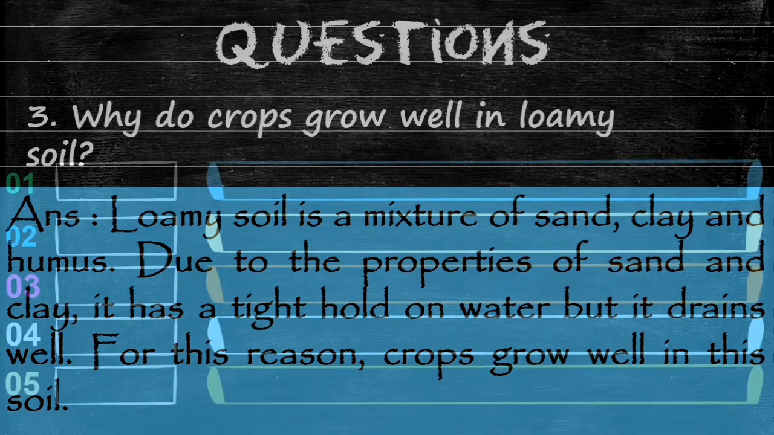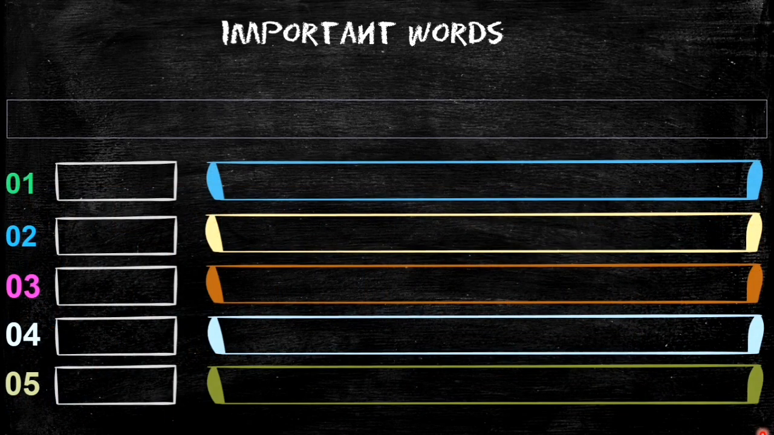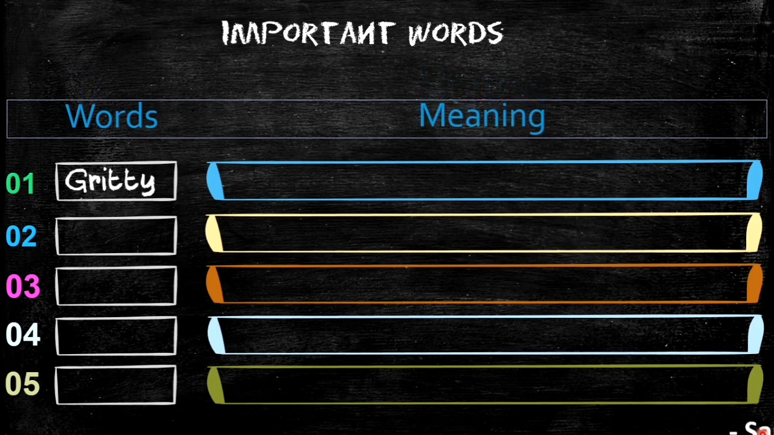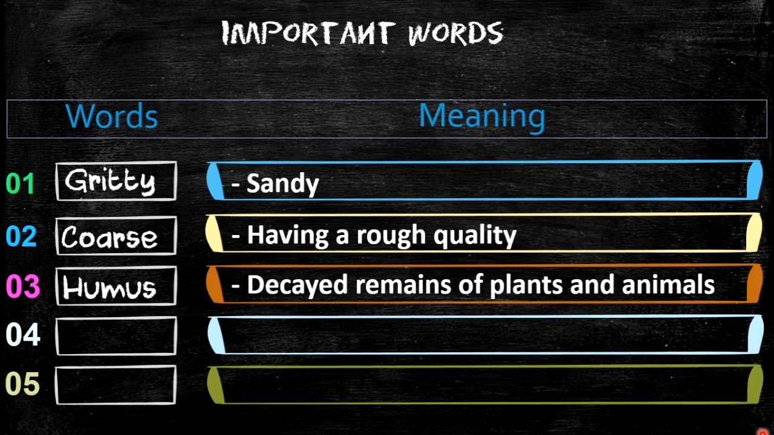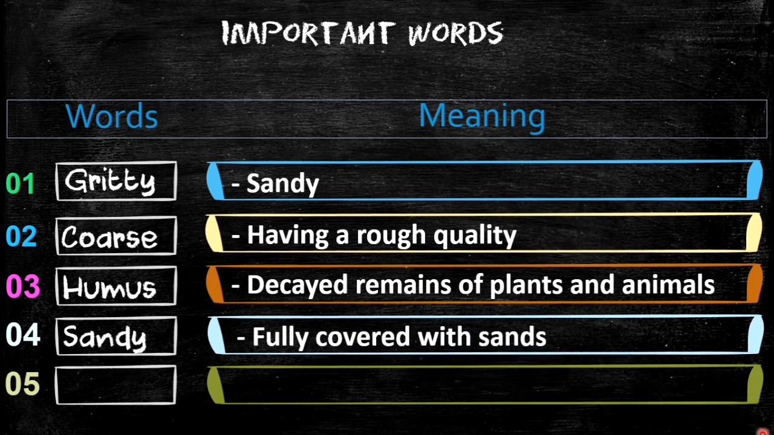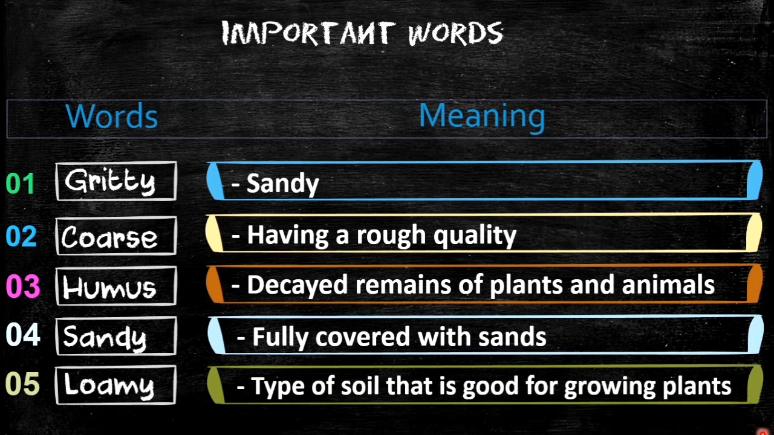Dear students, now we will know some important words from this chapter. You have to listen to the pronunciation and follow the spelling of the words, and you have to learn the meaning of all of the words. Okay, the first one, gritty, means sandy. Coarse means having a rough quality. Humus means decayed remains of plants and animals. Number 4, sandy, which is fully covered with sand. Number 5, loamy, which is a type of soil that is good for growing plants.